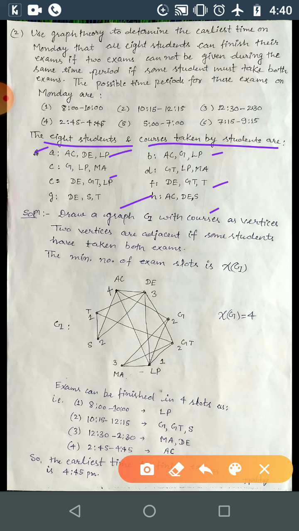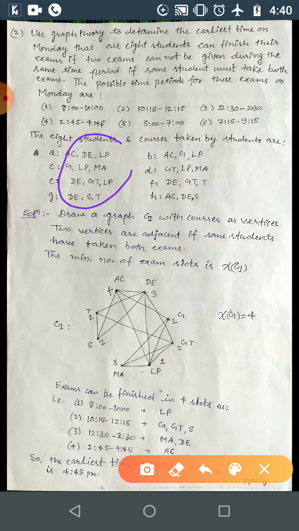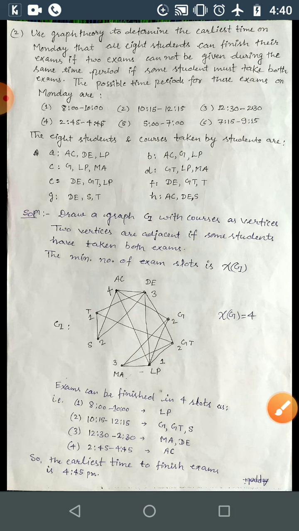Small letters represent students, so 8 students are represented by this one, and AC means advanced calculus, D means differential equation, linear programming means LP, and so on. G means geometry, MA means modern algebra. Like this, these are the courses. So A has to take 3 exams, C has to take these 3, E has to take this one, and so on. Correct. So for all 8 students this is given.